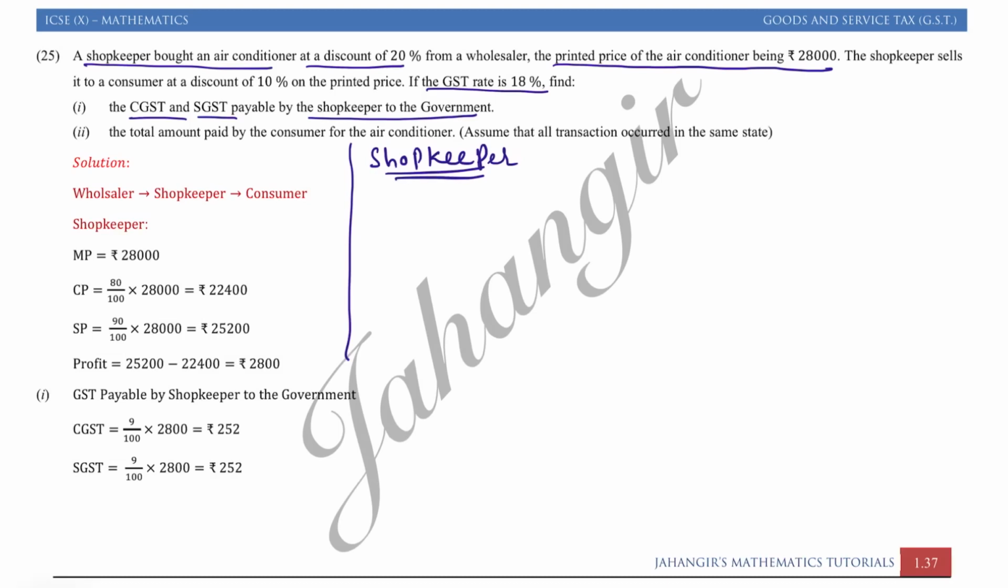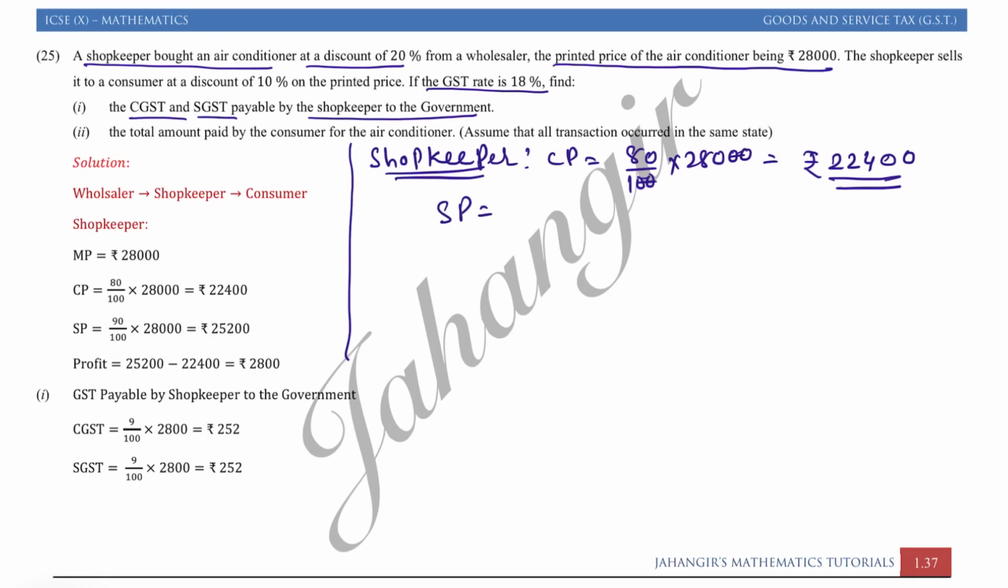Shopkeeper का CP is 20% discount में of rupees 28,000. So 80% of 28,000. 28 into 80. Just find it out what you are getting. 8 into 8, 64, 0, 4, 1 more 0. 8 to the 16, 16 and 6, 22. So it's 22,400.